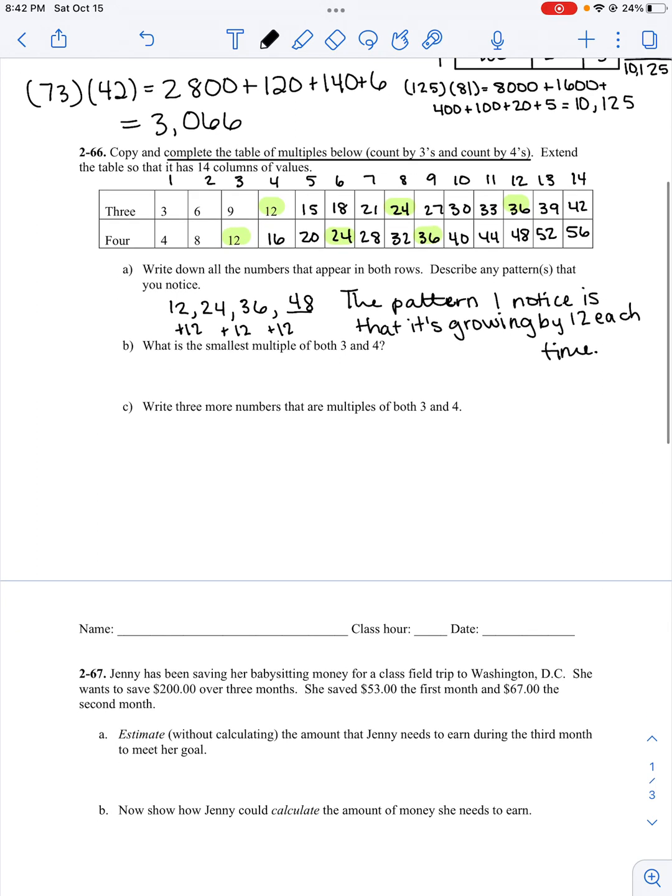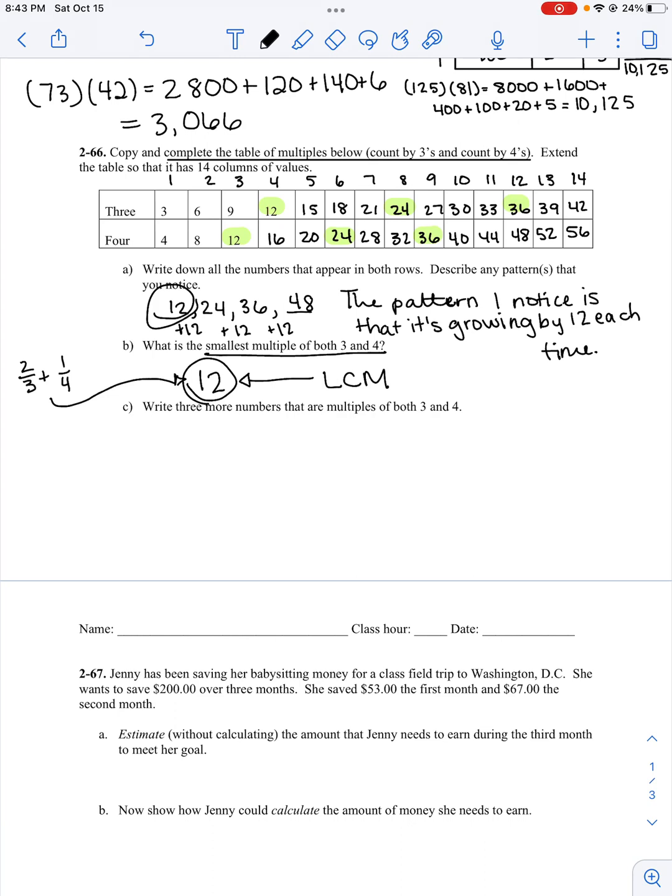Okay. For part B, what is the smallest multiple of both 3 and 4? Well, that would be that first one. It's 12. As a reminder, this is the least common multiple. So if I had fractions like 2/3 plus 1/4, my common denominator is going to be 12. My least common denominator, because my least common multiple is 12.